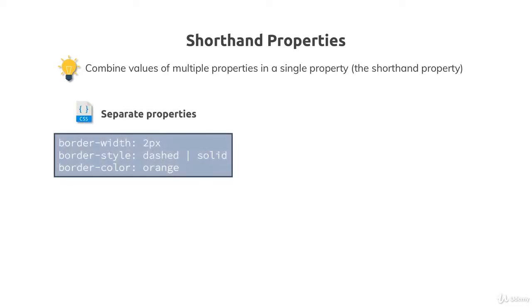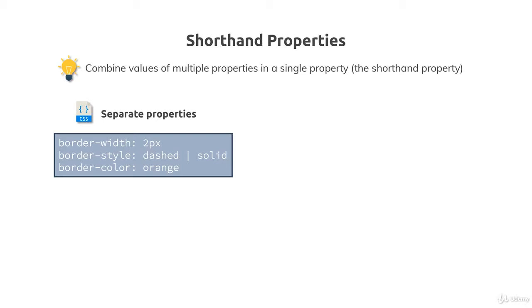We got some separate properties, let's say border width, style, and color. This is what we already saw. And style is either dashed or solid, let's say. Now, of course, there are other options too, like dotted. You can always find all available options in the MDN reference for that property. But these are the individual properties that allow you to construct a border.